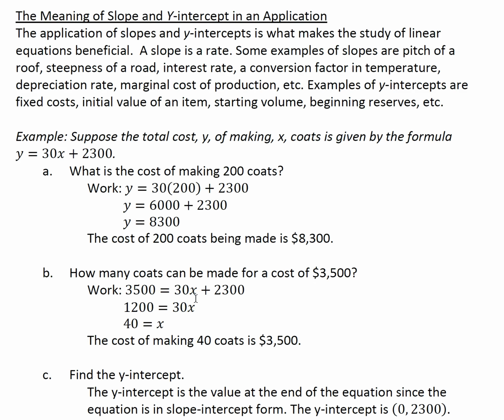solving for. So we solve our equation by subtracting 2,300 from both sides, dividing by 30, and arriving at x equals 10. For the question, how many coats can be made for a cost of $3,500? The answer is 40 coats.